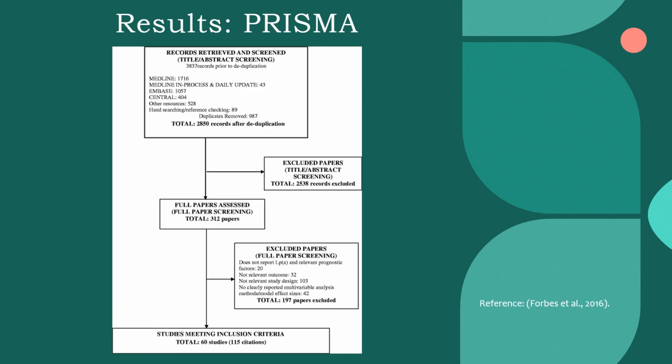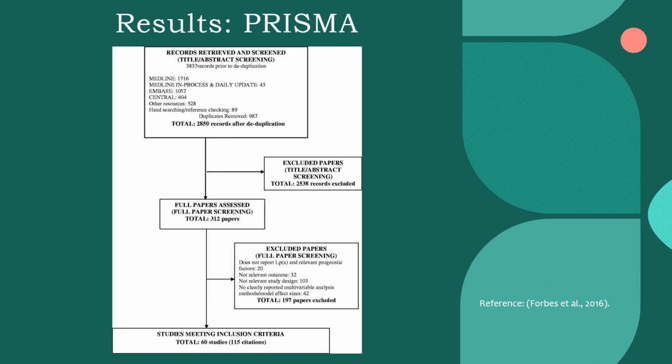Now let's talk about the results. And I'm going to be talking about PRISMA. So literature searches of electronic databases and other sources, including hand searching, retrieved 3,837 abstracts through December 2015. After deduplication, a total of 2,850 articles were screened and 2,189 papers were excluded as having no relevance to the review. Full papers of 312 potentially relevant references were selected for further examination.